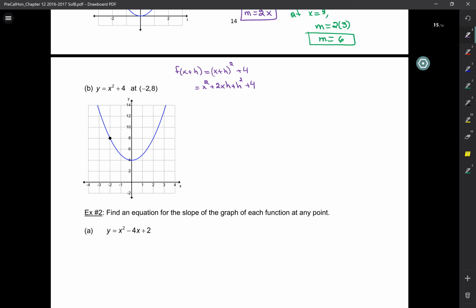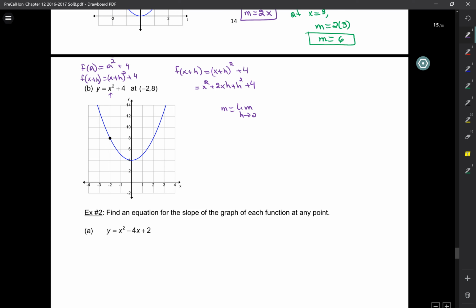Okay, so how would I find f of a here? You just put a into x, right? So it would be a squared plus 4, right? So now how would I find f of x plus h? It would be x plus h squared plus 4. Yeah? Okay. So now, what's the slope here?